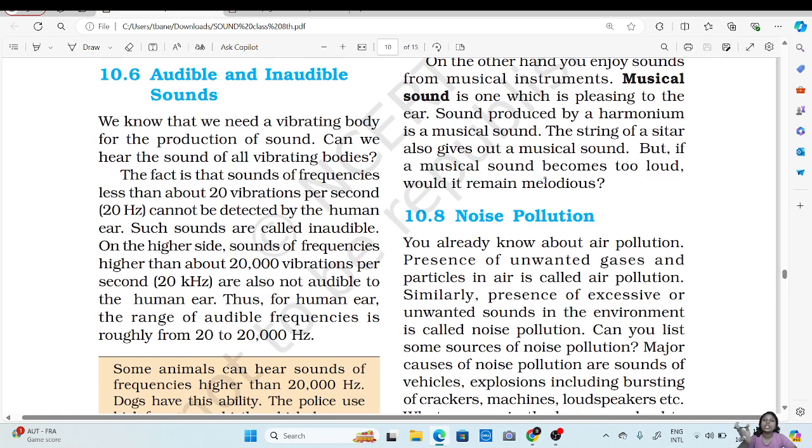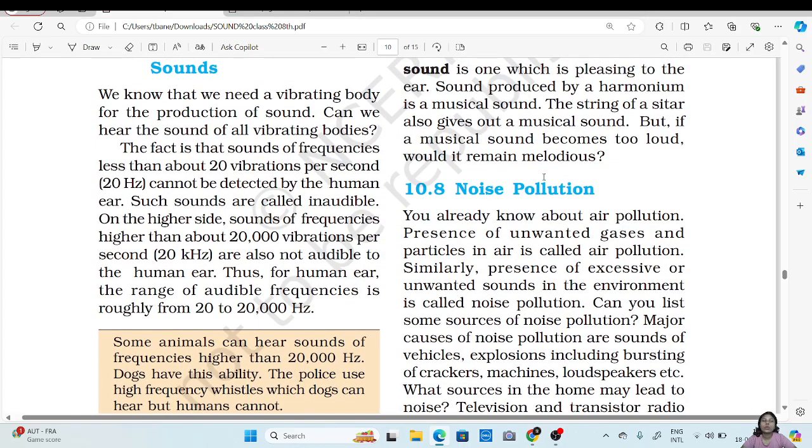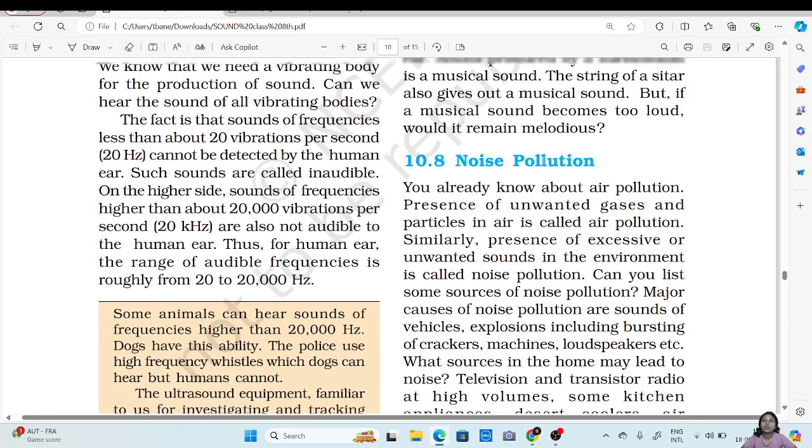Pleasant sounds would be musical sound. So sound produced by a harmonium is a musical sound. That is, you like that sound. Your ears feel pleasant to hear it. The string of a sitar also gives out a musical sound.